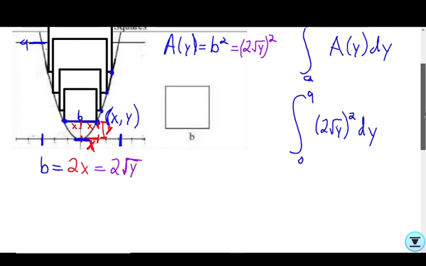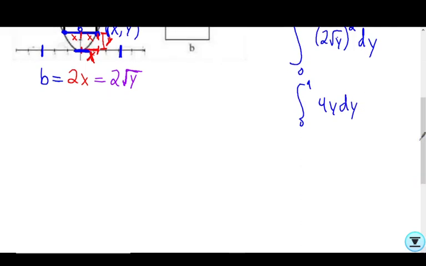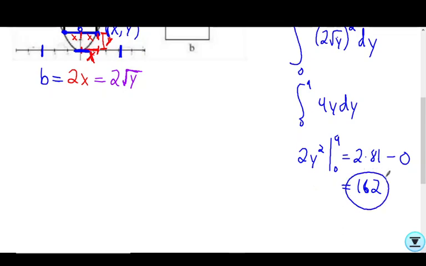And now we're just evaluating a definite integral. This is the easy part. So you square your 2 square root of y, and you get the integral from 0 to 9 of 4y dy. Take the antiderivative, you get 2y squared, and you're going to evaluate it from 0 to 9, which means this is 2 times 81 minus 0, which is 162. And that's our answer. That is the volume.